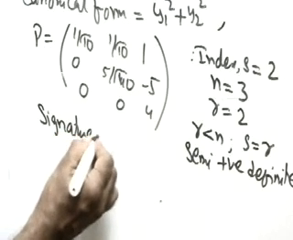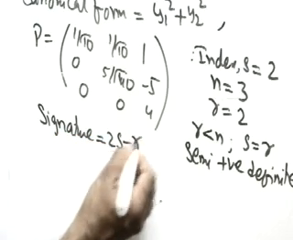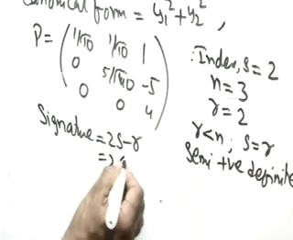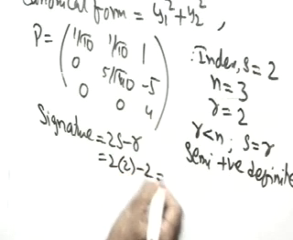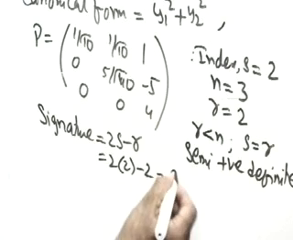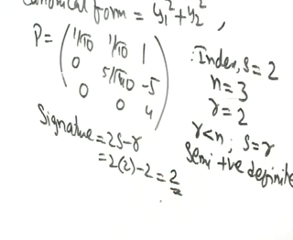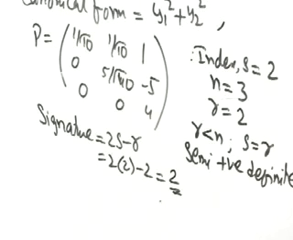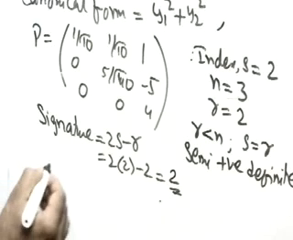We wrote the formula of signature. The formula of signature is 2s minus r. So 2 into s is 2, minus r is 2. 2s minus r: 2 twos are 4, 4 minus 2 is 2. So the signature is 2.